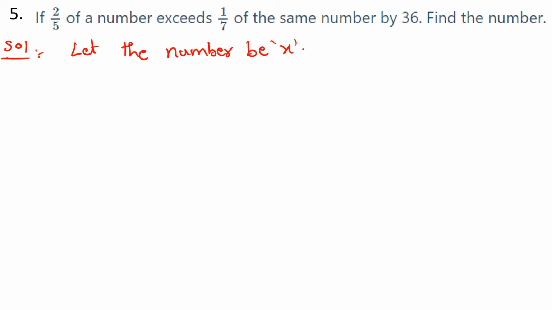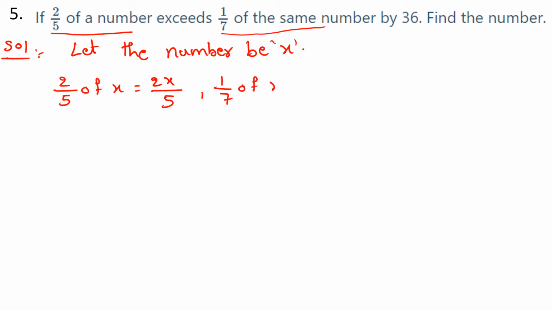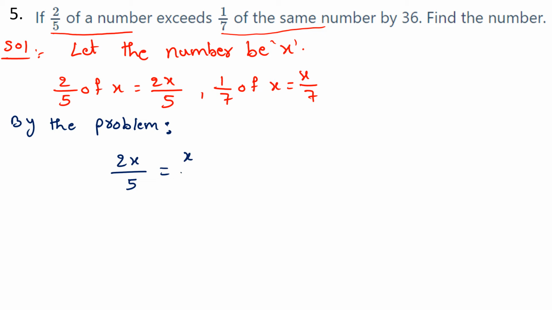So they have given 2 by 5 of a number. So 2 by 5 of x is equal to 2x by 5, right? And like that, 1 by 7 of that same number means 1 by 7 of x, that is x by 7, right? By the problem, 2 by 5 of a number exceeds 1 by 7 of the same number by 36. So 2x by 5 is equal to x by 7 plus 36.